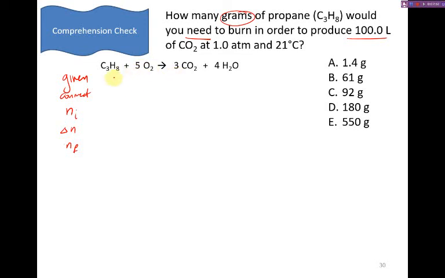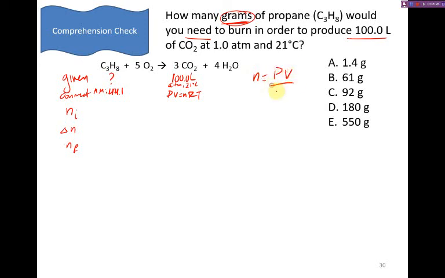So we're looking for how much propane we would need. We're going to need grams, and so we want to use the molar mass then. The molar mass of propane is 44.1 grams per mole. And we know that we've produced 100 liters of carbon dioxide. It's at 1 atmosphere and 21 degrees Celsius. So we're going to need then the ideal gas law to connect that to moles.